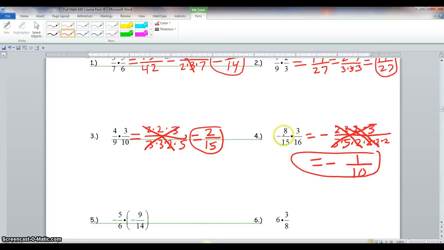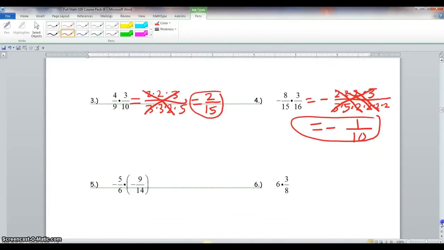Now, looking here, we would have had to take the prime factorization of 24 over 240. That would have been a lot more difficult than breaking it down like this here. Now remember, we can only do this with multiplication, nothing else.